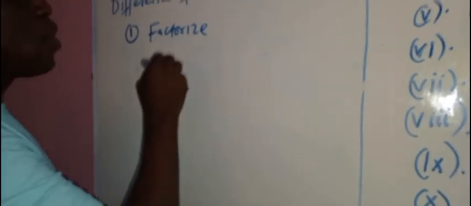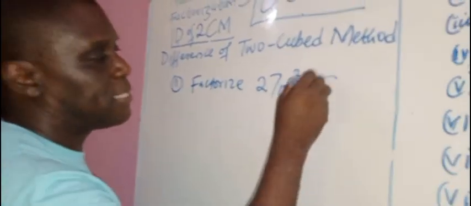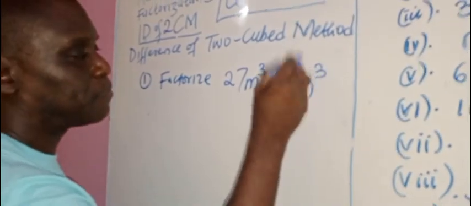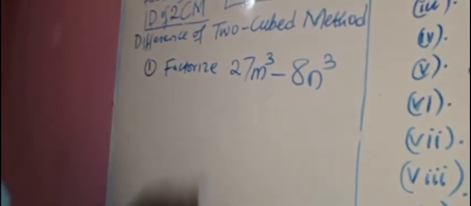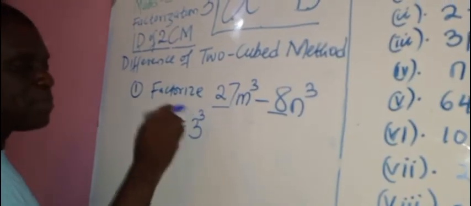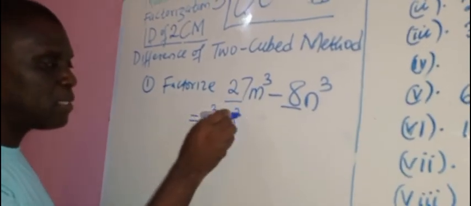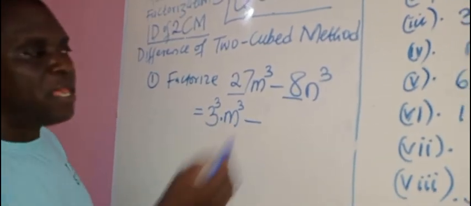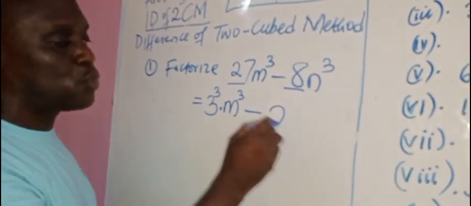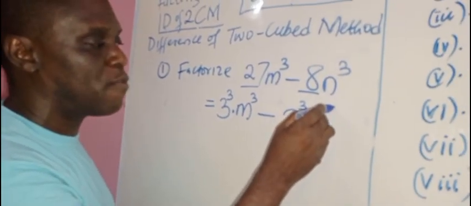Now look at this. What if I give you something like: factorize 27m raised to power 3 minus 8n raised to power 3? Yes. If you look at 27 and 8, they can be expressed to the power of 3 as this. 27 is 3 raised to power 3, 3 times 3 times 3. Dot, this m is already raised to power 3. Minus 8 is 2 in 3 places. So that's 2 raised to power 3. This n, luckily for us, is already raised to the power of 3.